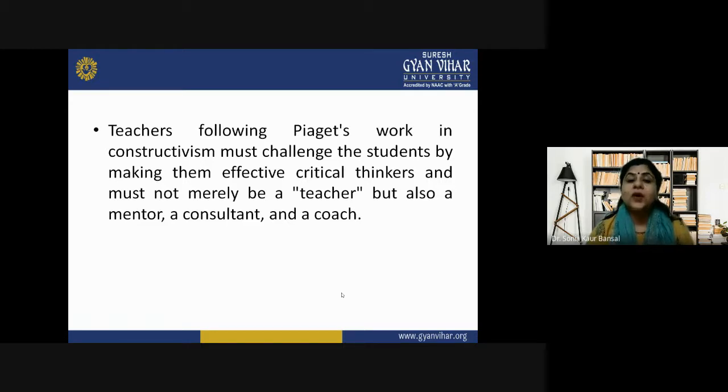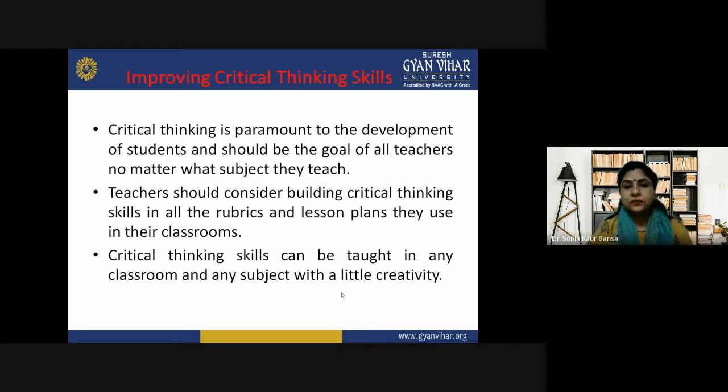So overall, just understand, when we are trying to use constructivism theory in our classrooms, your objective must be to make your students effective critical thinkers. They should give thoughts on particular concepts. They should not be learners only. So it is also to make them mentors, consultants, and coaches.